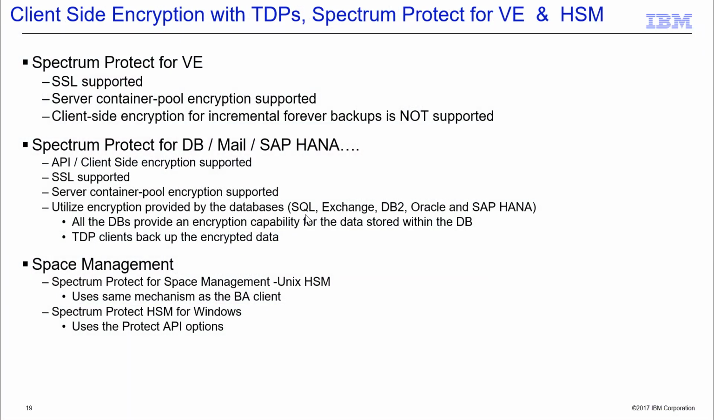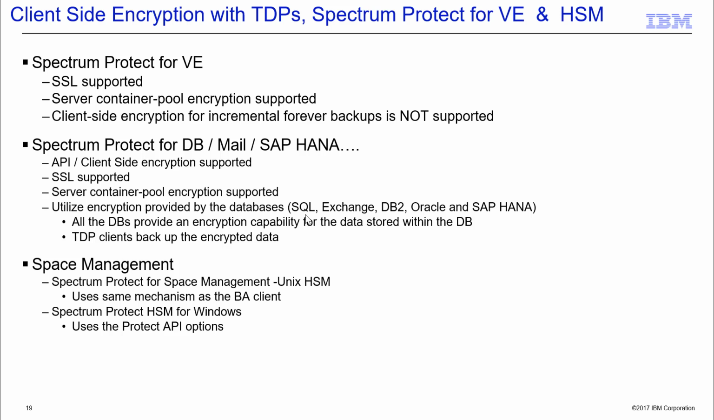With the Spectrum Protect 4 family, for both the TDPs, Spectrum Protect for VE and HSM, for Spectrum Protect for VE, SSL is supported and the server container pool encryption is supported. So if you're backing up your Spectrum Protect for VE or any of these TDPs to the Spectrum Protect container storage pools, they will be eligible for dedupe, compression, and optionally encryption. Client-side encryption for incremental forevers is not supported for your Spectrum Protect for VE.